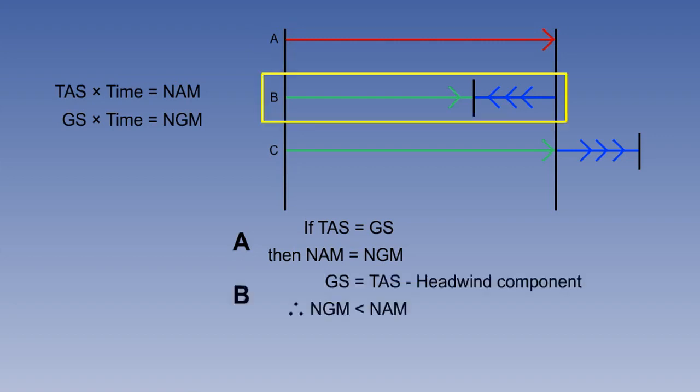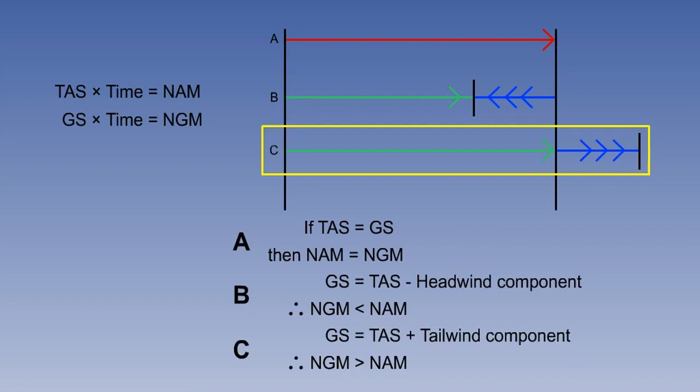Aircraft B has a 20-knot headwind, and so the ground speed is 80 knots. It will travel 80 nautical ground miles, but at a true airspeed of 100 knots, it will travel 100 nautical air miles. Aircraft C, however, has a tailwind of 20 knots, and so will travel 120 nautical ground miles, whilst covering 100 nautical air miles.